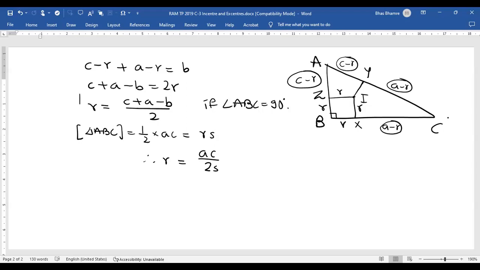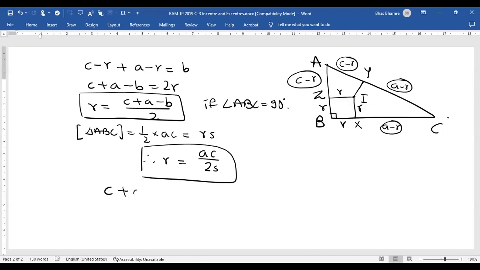Now, very simple. If we equate these two, we have C plus A minus B upon 2 is equal to AC upon (A plus B plus C) upon 2. That is twice S, so that comes A plus B plus C. Twice S is A plus B plus C, that we know very well.